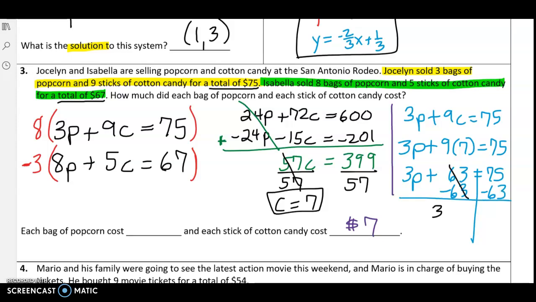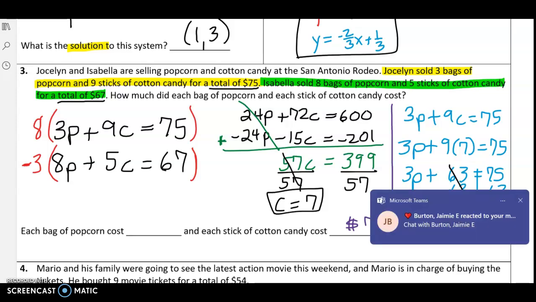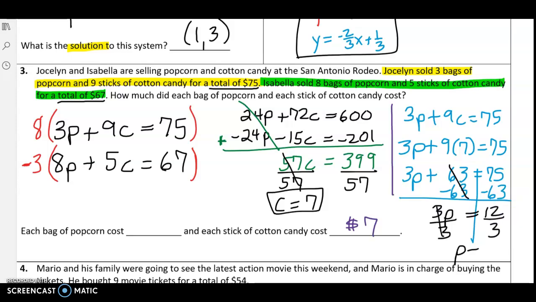And the last step is to divide by 3. So P is equal to 4. So that is the cost of a bag of popcorn. Popcorn is $4.